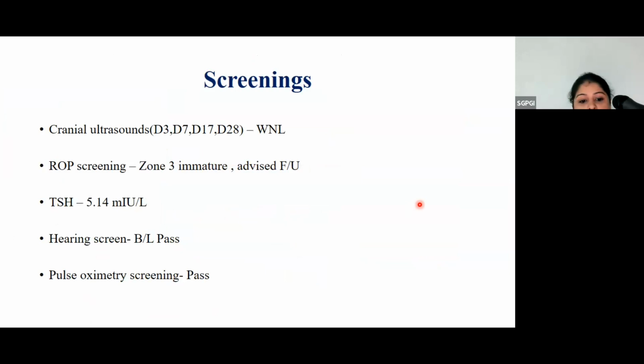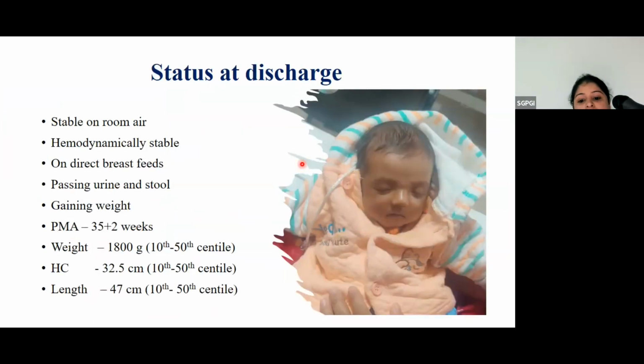Thyroid functions were normal. Hearing screening was bilateral pass, and pulse oximetry screening was also passed. At the time of discharge, baby was stable on room air, hemodynamically stable, and on direct breastfeeding. The post-menstrual age was 35 plus 2 weeks, and the anthropometric measurements were between the 10th and 50th centile.